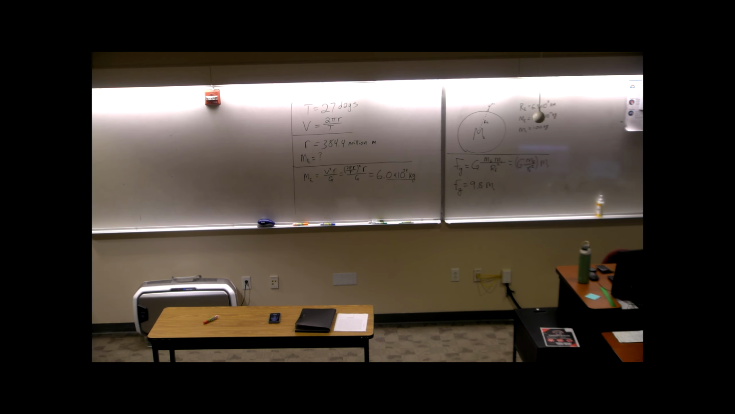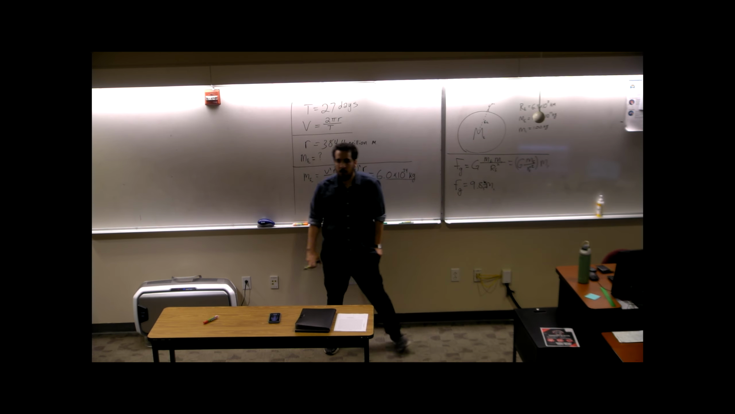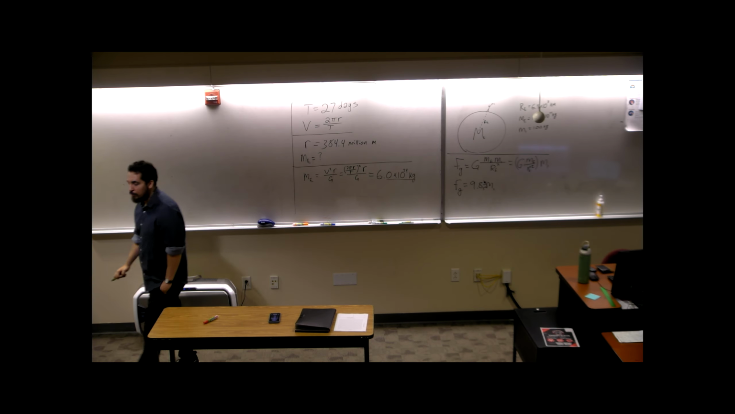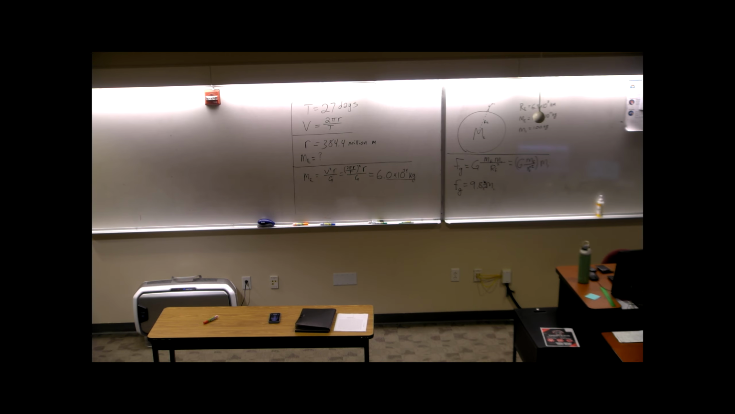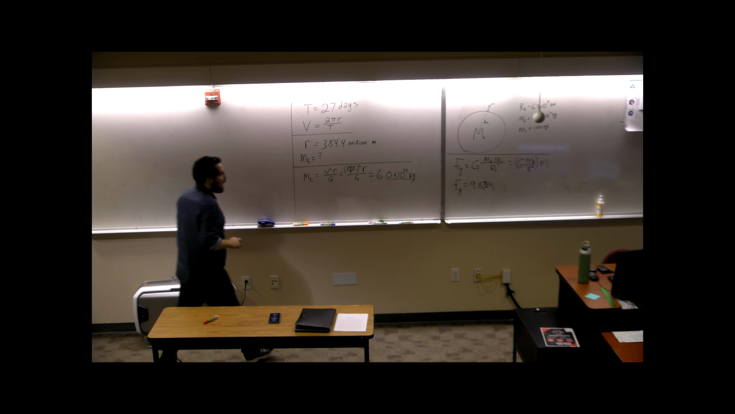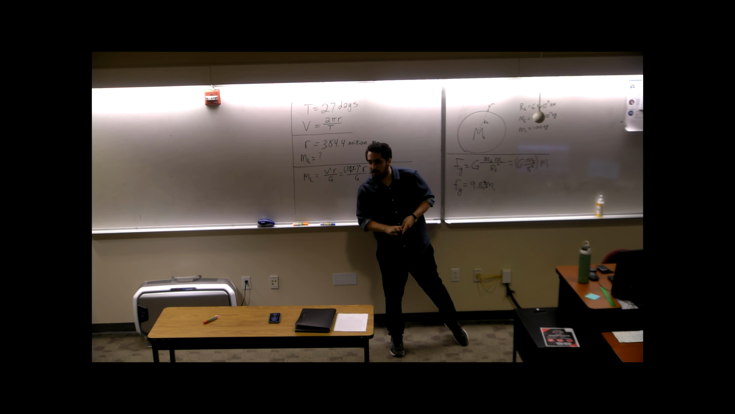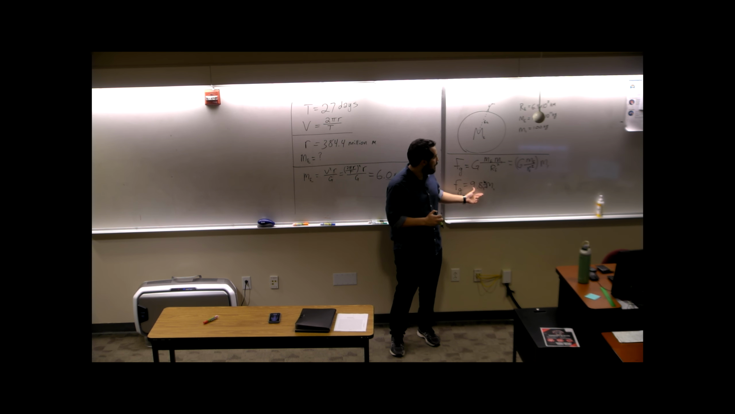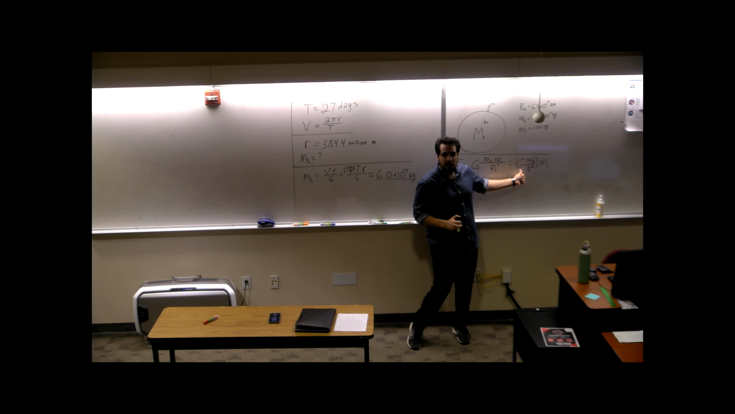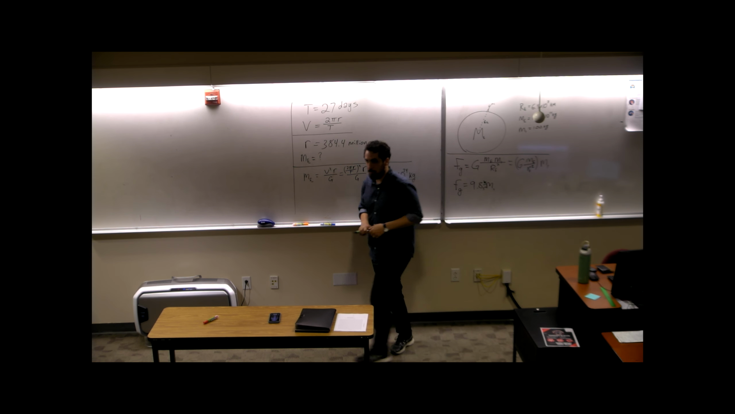So this equation does, in fact, reduce down to our familiar equation for the force of gravity on the Earth's surface. 9.8 meters per second squared. If you ever wondered where that 9.8 meters per second squared comes from, well, it comes from this constant, the mass of the Earth and the radius of the Earth.